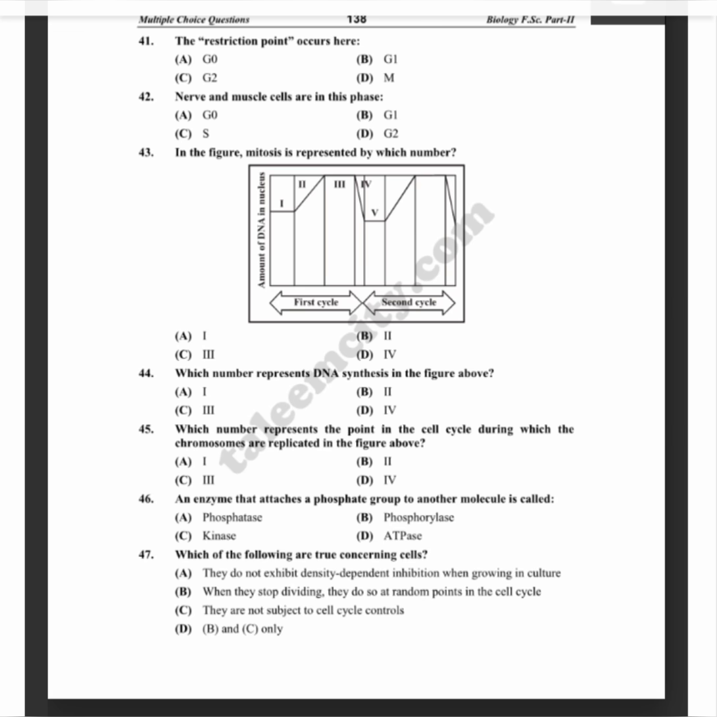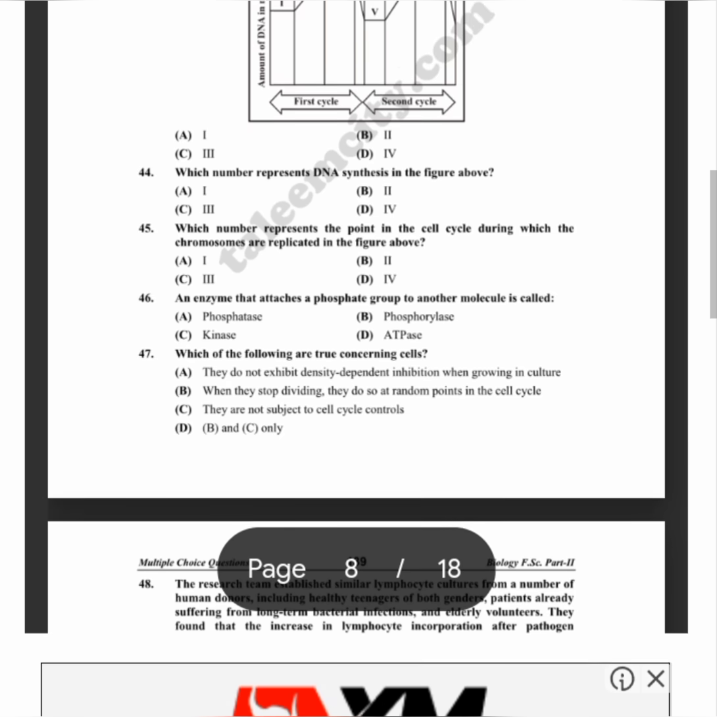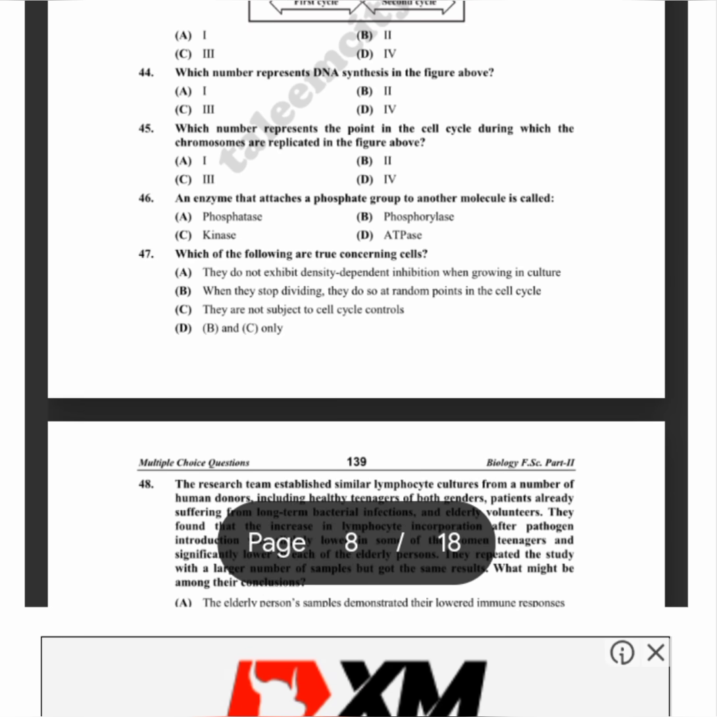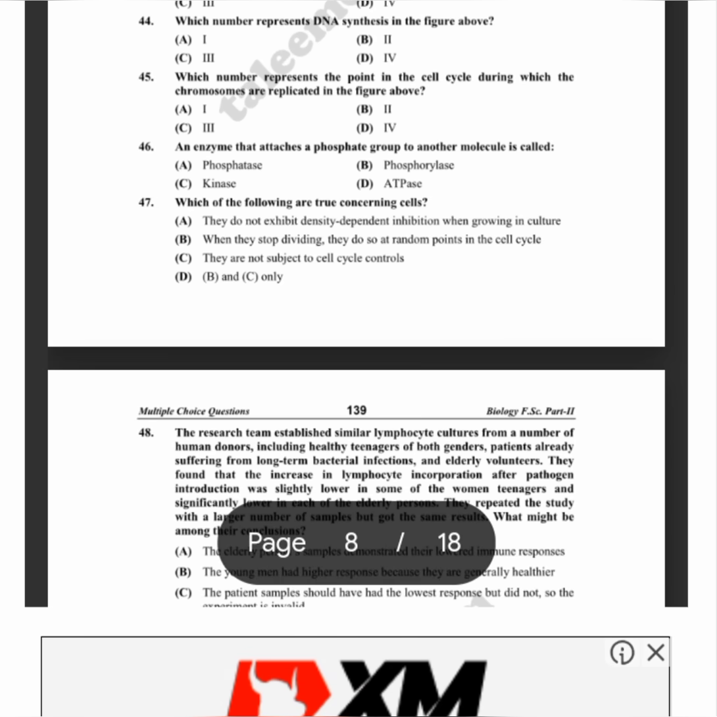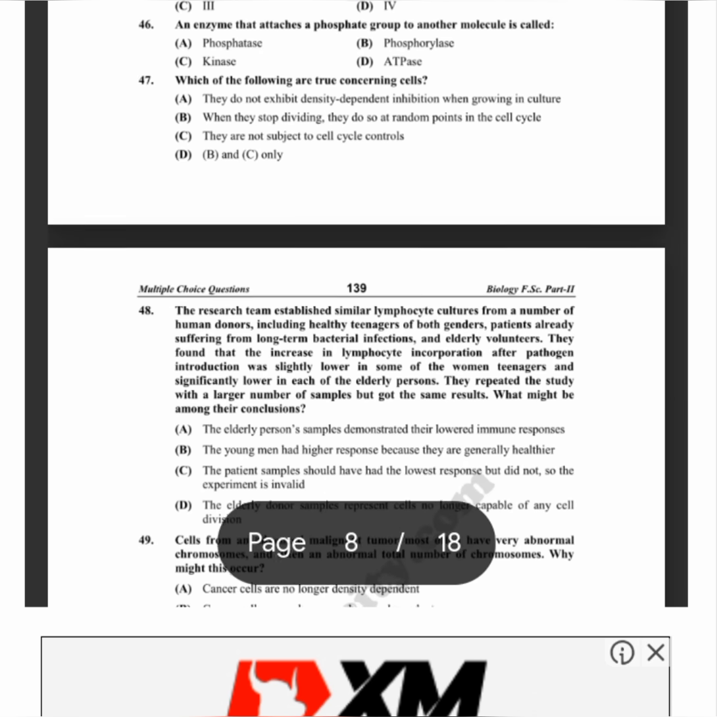MCQ number 46. An enzyme that attaches a phosphate group to another molecule is called phosphatase, phosphorylase, kinase, ATPase. MCQ number 47. Which of the following are true concerning cancer cells? They do not exhibit density-dependent inhibition when growing in culture. When they stop dividing, they do so at random points in the cell cycle. They are not subject to cell cycle control. Option D, B and C only.